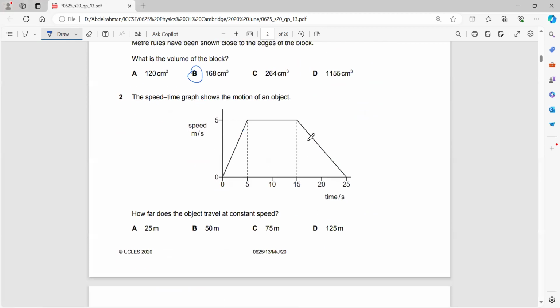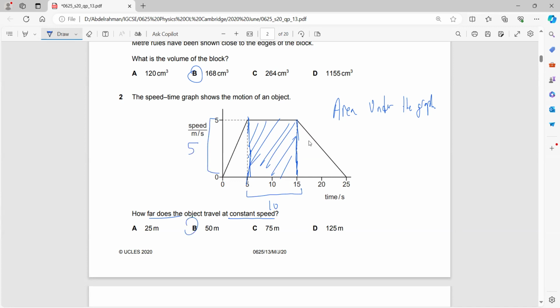Next question. Speed time graph. How far does the object travel at constant speed? The only part of constant speed is from 5 seconds all the way to 15 seconds. The distance traveled is the area under the graph, which is the area of a rectangle. Length is 10 and the width is 5. So 10 times 5 is 50. Quite easy.